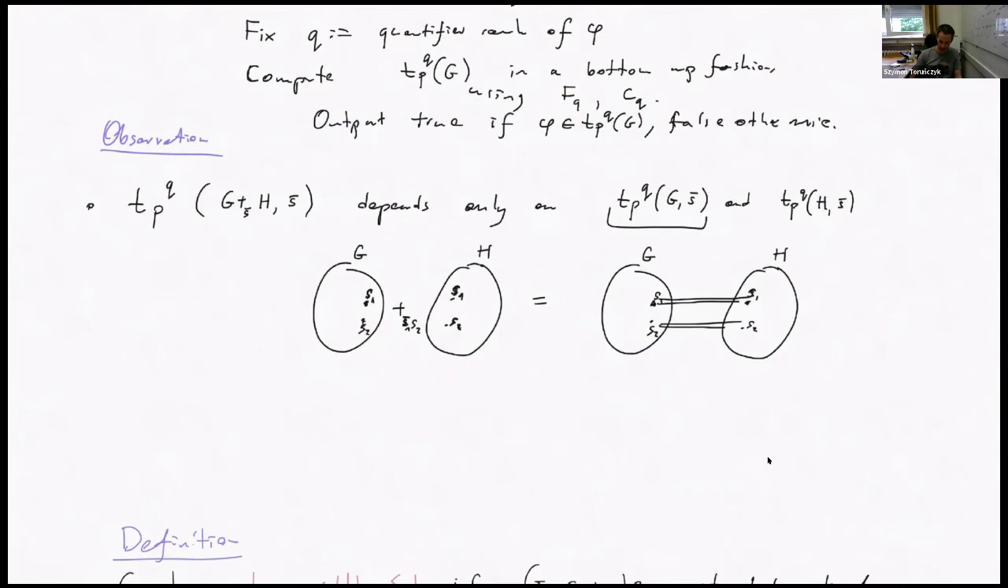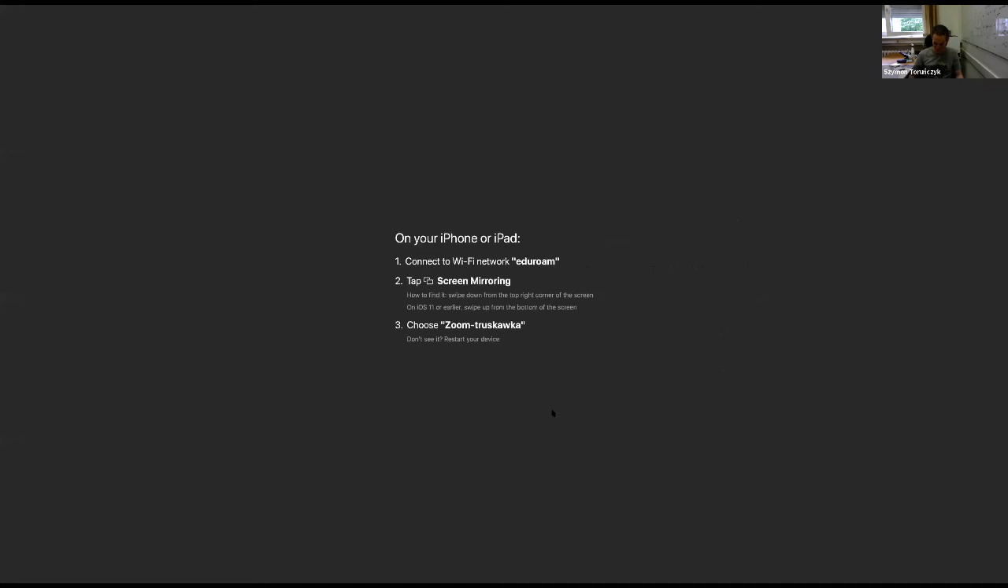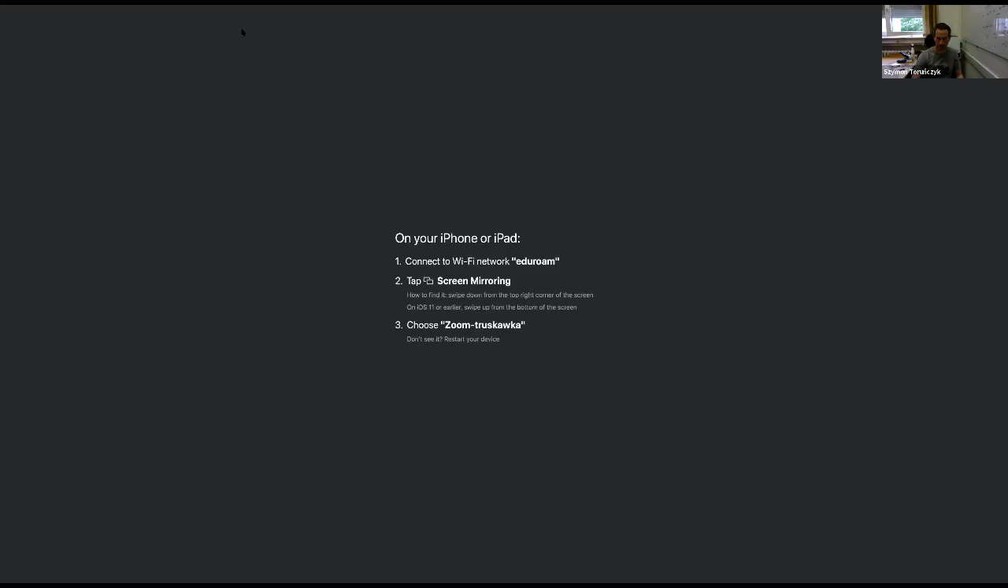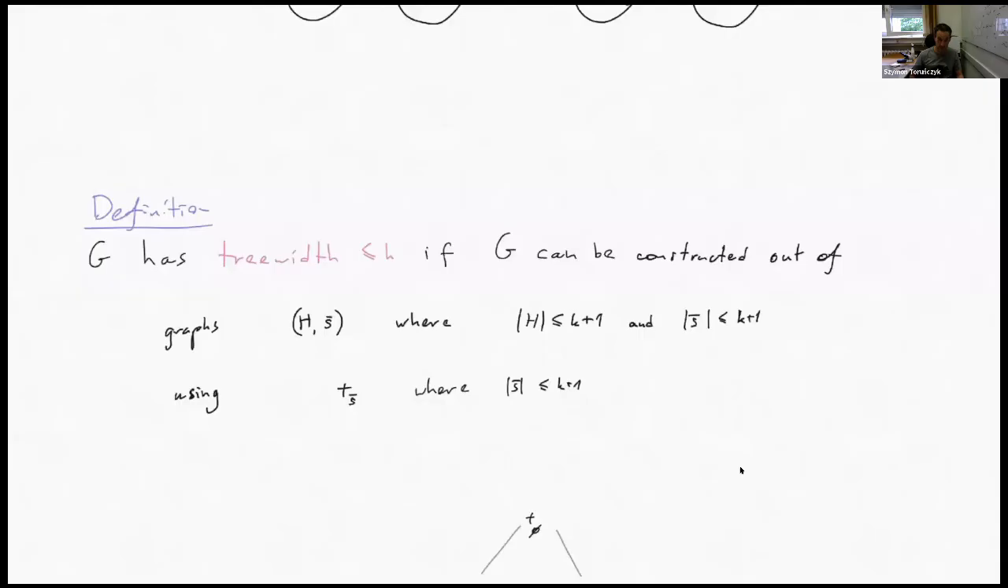Oops. So many of you know this notion. My screen connection somehow broke. But we can see your screen. Oh, that's good. I need to do share screen again. Screen mirroring. Okay.